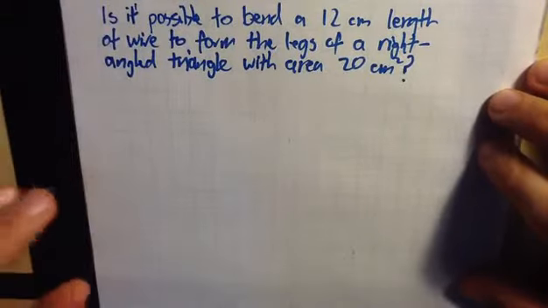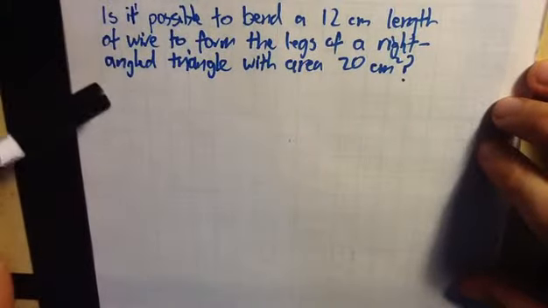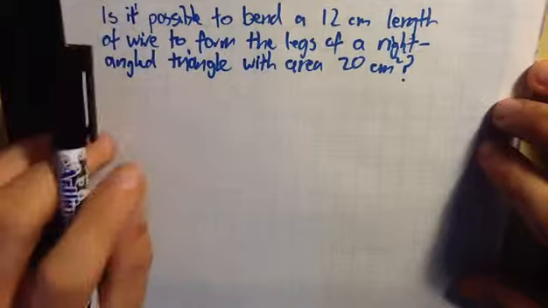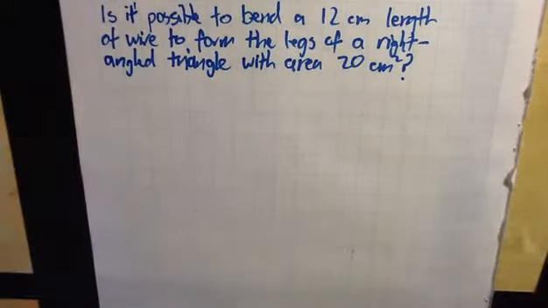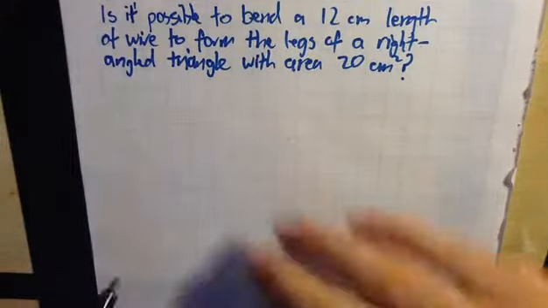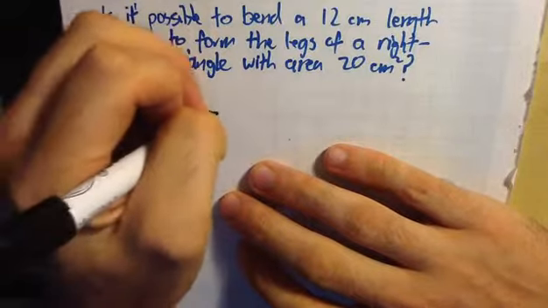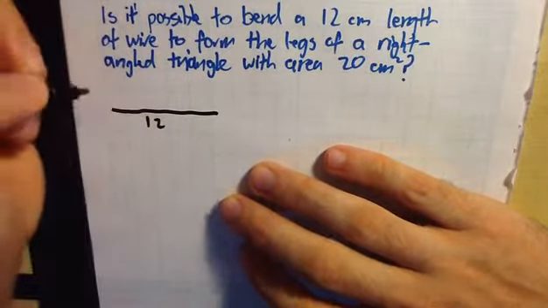Okay, so is it possible to bend a 12 centimeter length of wire to form the legs of a right angled triangle with area 20 centimeters squared? Okay, so let's see what we're dealing with. We're dealing with a piece of wire that's 12 centimeters long.